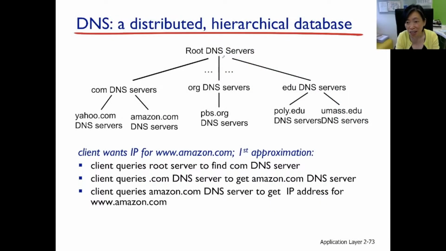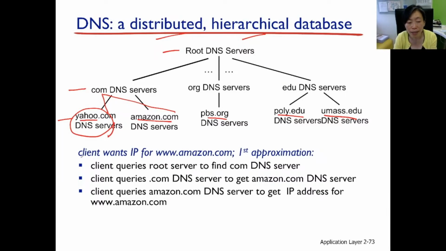Therefore, DNS is not a centralized system, but rather a distributed hierarchical system. And this is how the hierarchy looks. At the top, the root DNS servers. Second level, the .com, .org, .edu DNS servers. The lowest level, or the authoritative server level: yahoo.com, amazon.com, pbs.org, poly.edu, umass.edu. So what you're seeing here is that .com further breaks up the namespace, and each of these servers at the bottom will serve a small range of the names there are on the internet, distributing the load of the name to IP lookup.